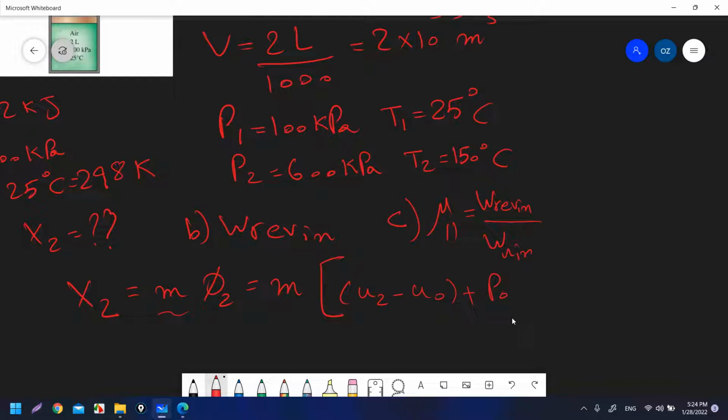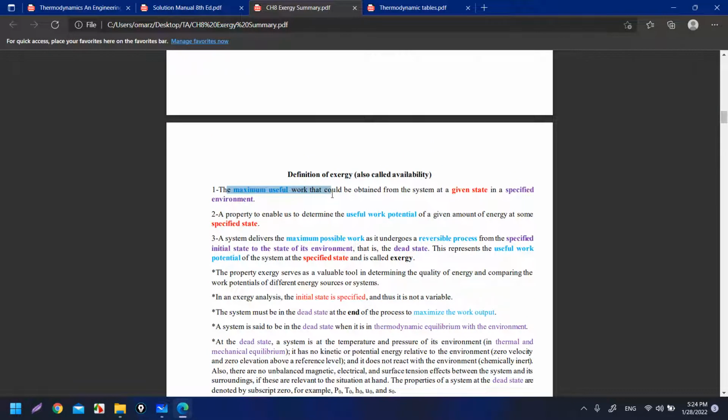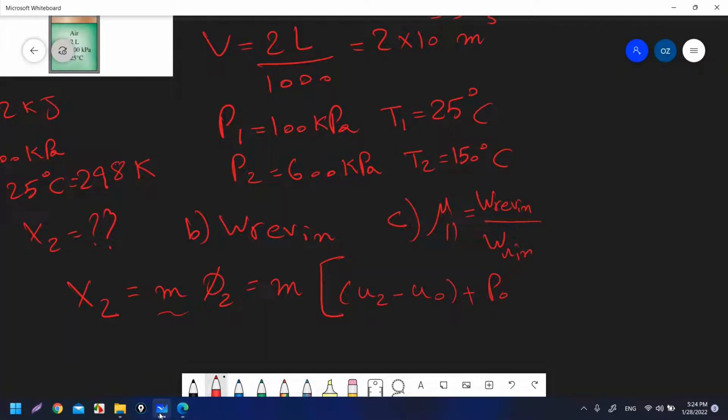When we want to find the change in exergy, it will be u2 minus u1. But when you want to find only exergy, not the change, we will be comparing with the state of the environment, the surroundings, because that is the definition of exergy: the maximal useful work that can be obtained at a given state, here it is u2, in a specified environment, that is u naught. So it is u2 minus u naught, minus T naught times S2 minus S naught.